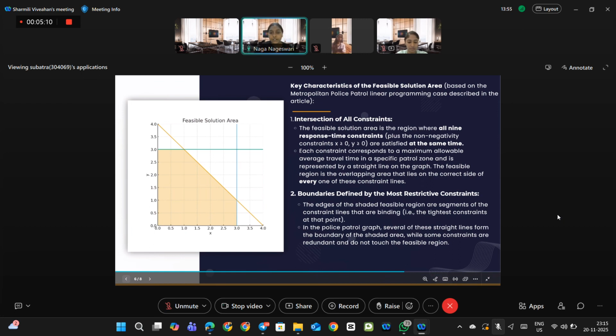The key characteristic is the intersection of constraints. The feasible region is formed by the intersection of every response time constraint and the non-negativity constraints, x more than or equal to 0 and y more than or equal to 0. Any point inside this region is considered a valid allocation of police patrol cars that meets all travel time requirements. The boundaries of the feasible region are formed by the most restrictive constraints. Some constraints do not affect the final shape at all. Next.